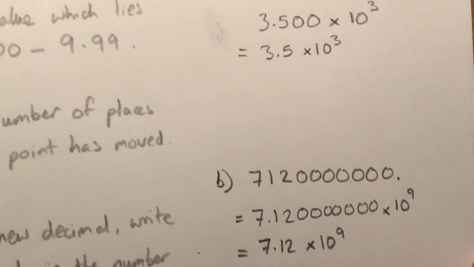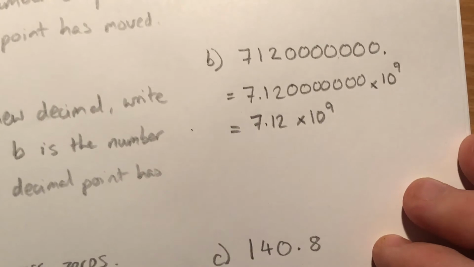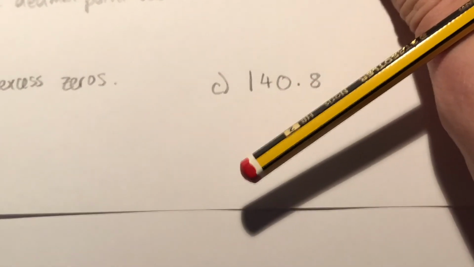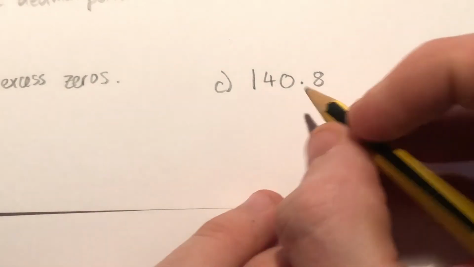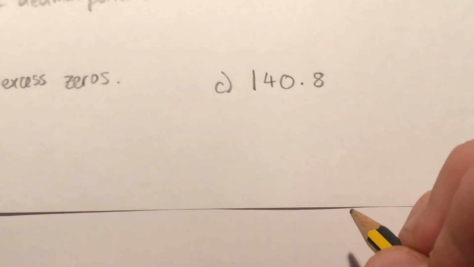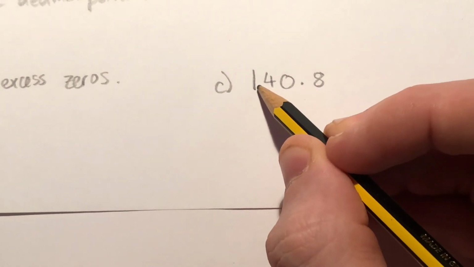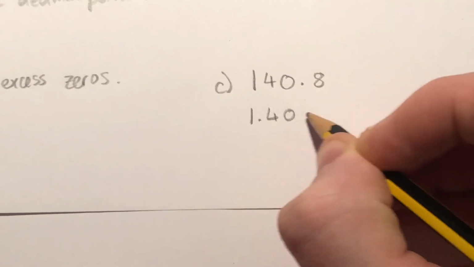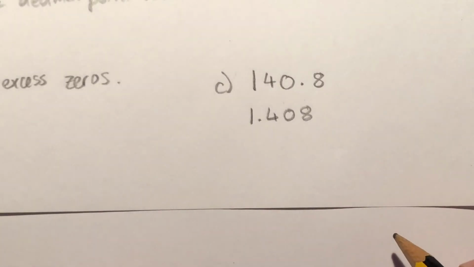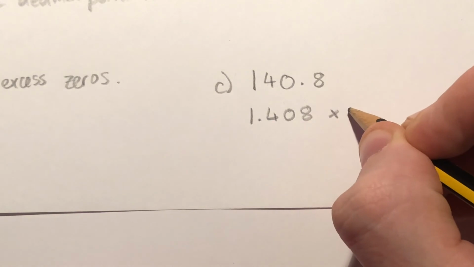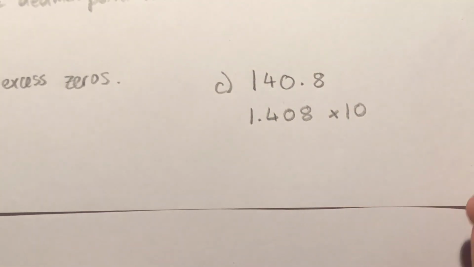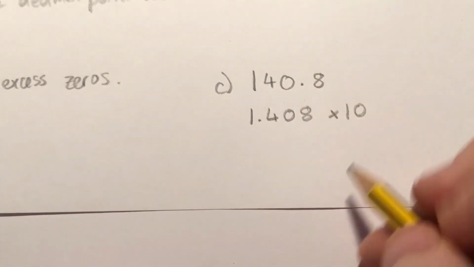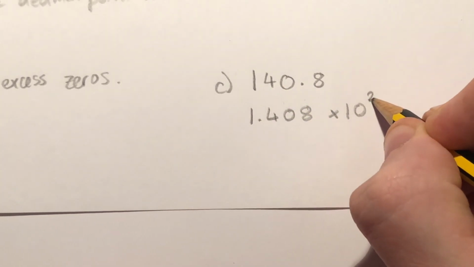Okay, and our final example. Well, what happens if we've already got a decimal written in the number? Well, the same thing happens. I want to make this a number that's between 1 and 10. So I want to move the decimal point between the 1 and the 4. So I've got 1.408. We know we have to put times 10 to the power of something. How many places has this jumped? Well, it was here. It's now moved 1, 2 places to the left. So times 10 to the power of 2.